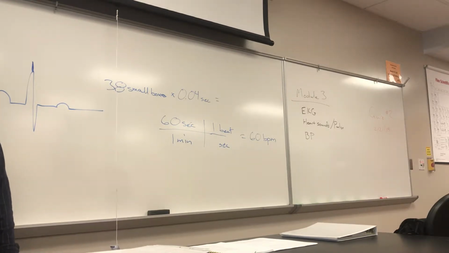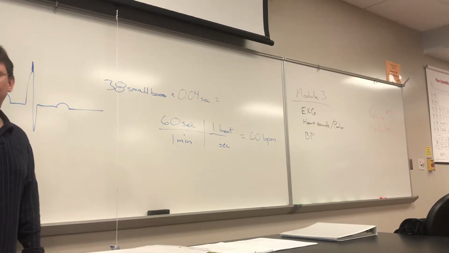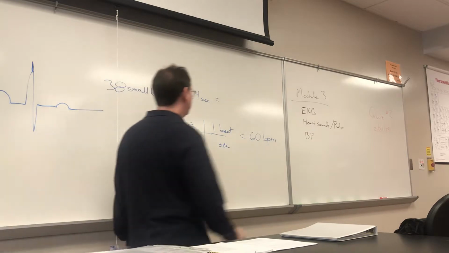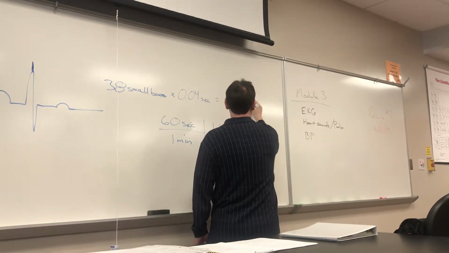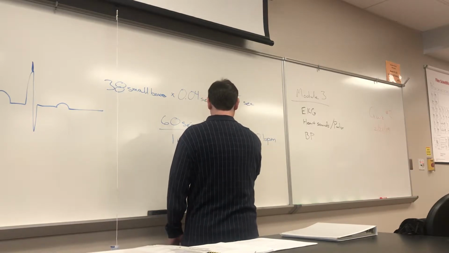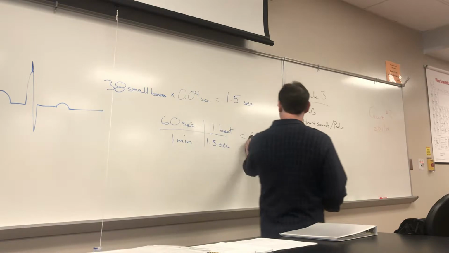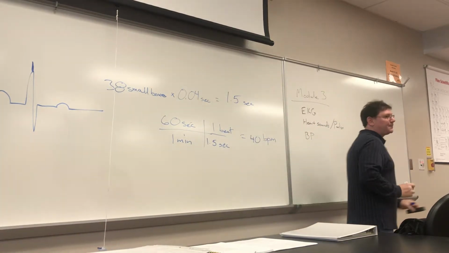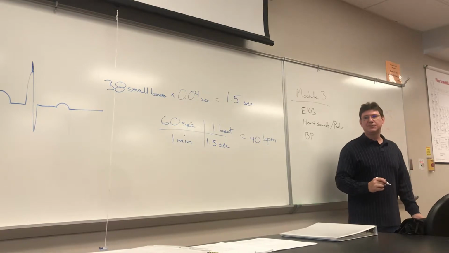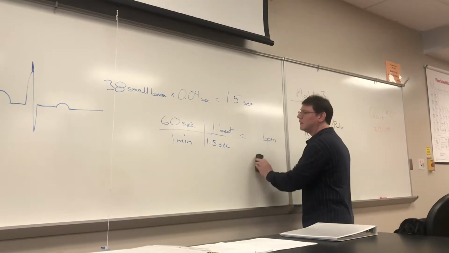That gives 1.52. Then 60 divided by 1.5 is 40. So is this person tachycardic, normal sinus rhythm, or bradycardic? Good. Let's do another one.